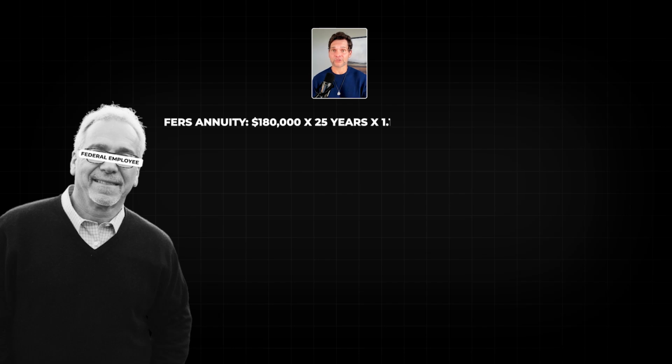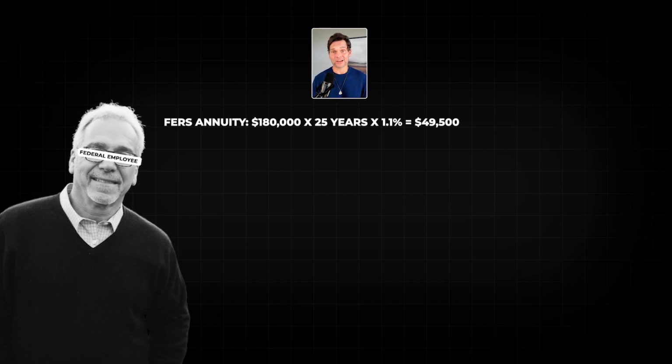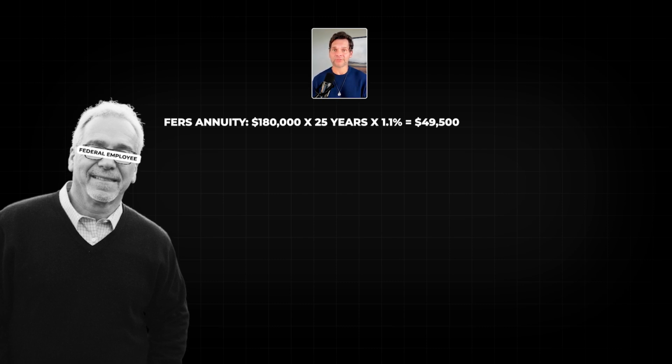He's gonna have his FERS annuity, $180,000 times 25 years times the 1.1% multiplier. He's going out at 62. That's gonna give him $49,500 a year in income from the FERS annuity.